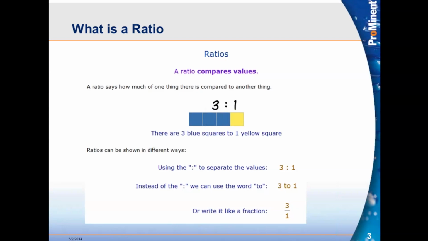You may see it where people haven't brought it down to its lowest denomination, where instead of 3 to 1, you might see it as 6 to 2. So obviously, if you divided the 6 by 2 and the 2 by 2, you would get down to 3 to 1 again. It's still the same meaning. It's still really the same ratio, but it's just expressed a little bit differently.